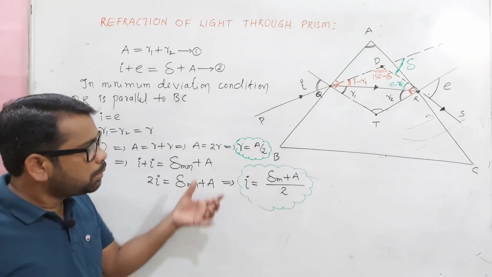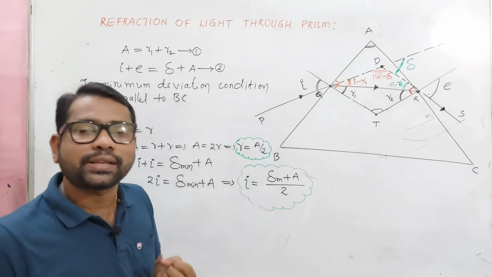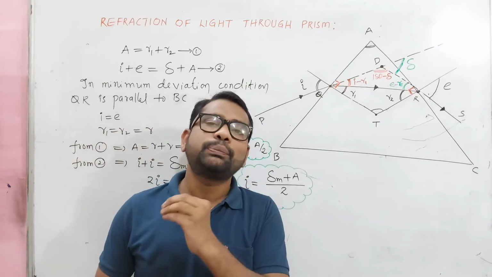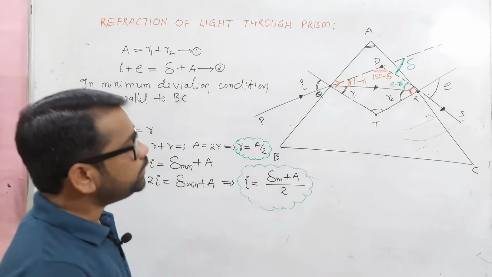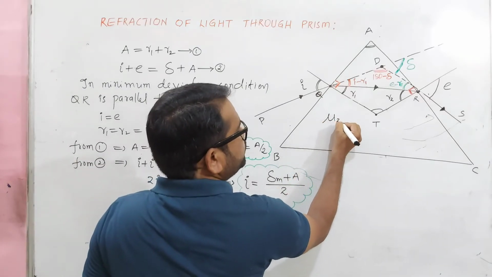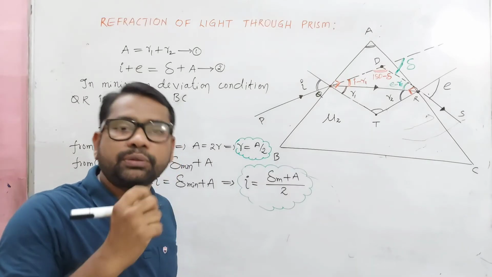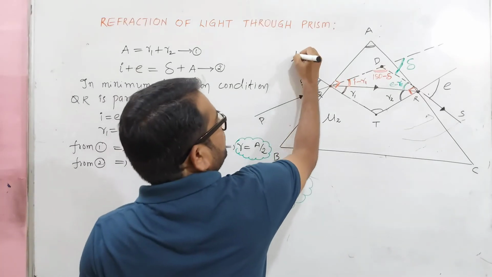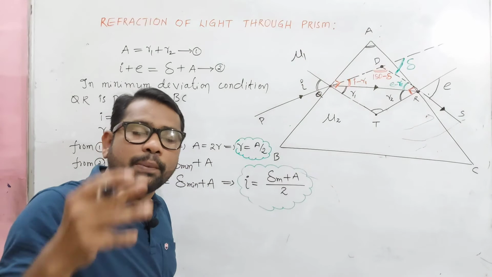Now dear children, by using this only, we are going to find the refractive index of the prism. So here what we do is, let mu2 be the refractive index of the prism and mu1 be the medium in which the prism is placed.